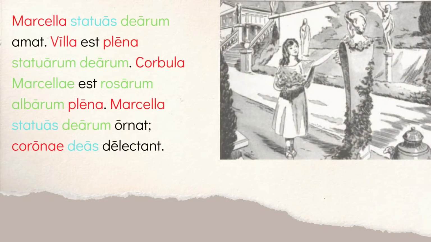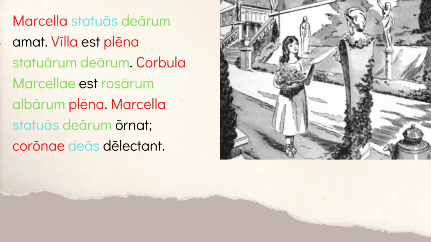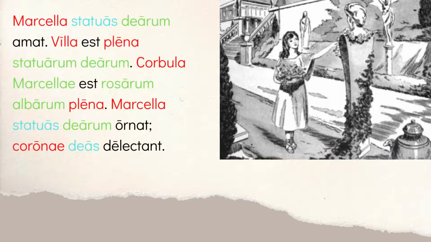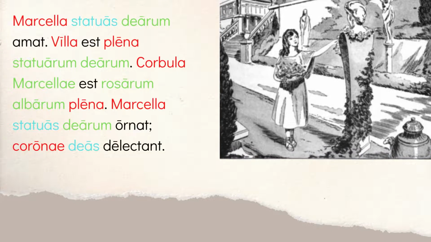Now we go on to the last paragraph, right? This is a shorter story in chapter 4. You have Marcella statuas dearum amat. So Marcella is my subject. What is she doing? My verb is amat, right? She likes or she loves. So Marcella likes the statuas, the statues. And notice it's a plural direct object, right? Accusative plural because you have the as ending. Okay, so it's not just one statue, it's the statues, right?